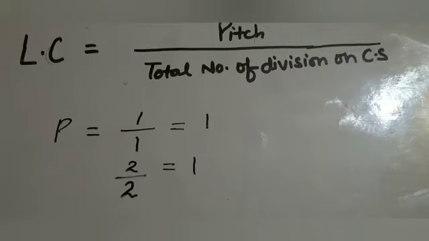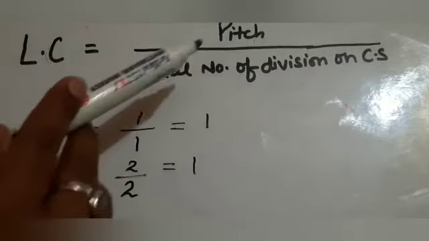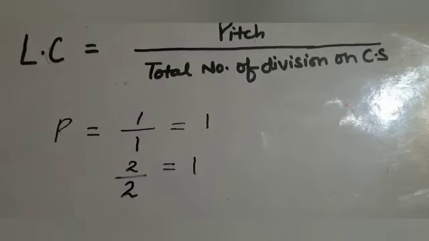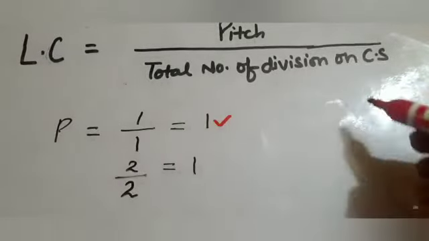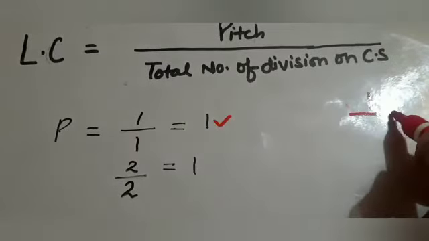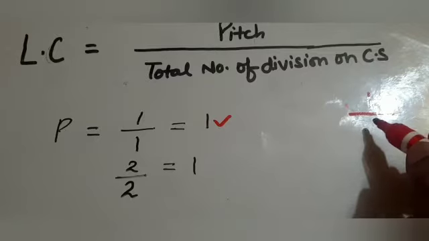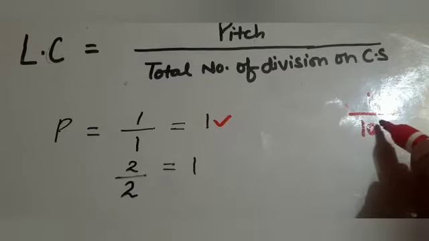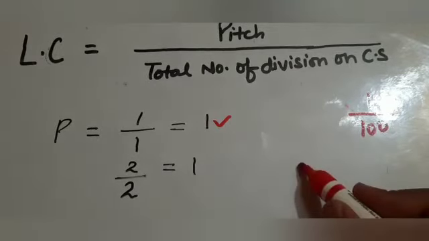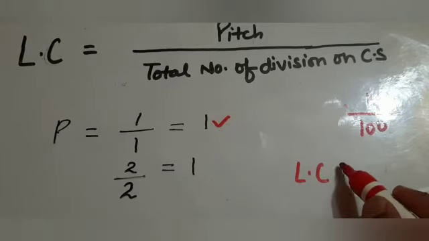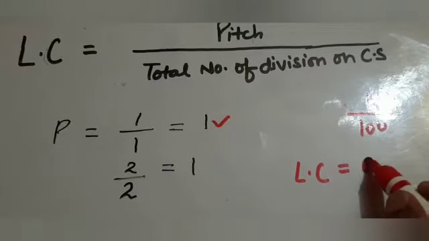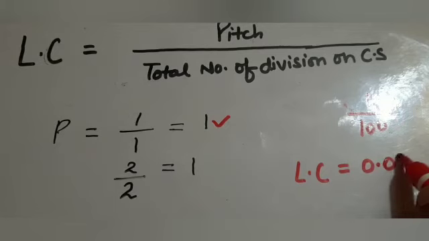Now what is the formula of least count? It is pitch upon total number of divisions on the circular scale. Our pitch is 1 and the number of divisions on the circular scale is 100. So the least count of the screw gauge is equal to 0.01 millimeter.